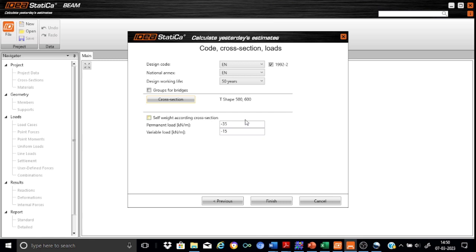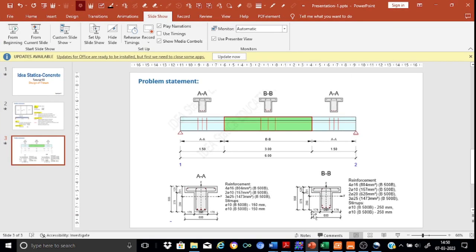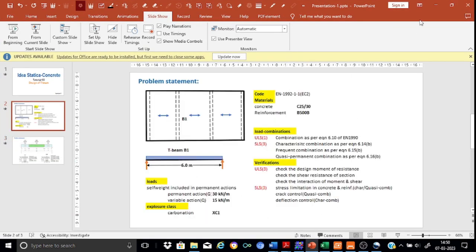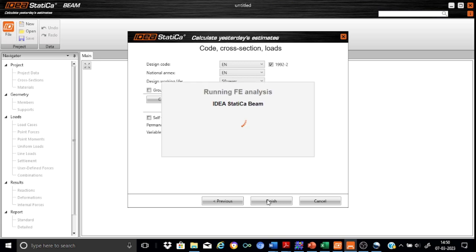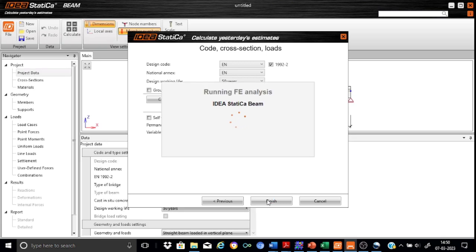Now let us start applying the loads, and as already discussed, let us just quickly go through the loads. It is 30 and 15. Okay, so let us just apply it over here. This is the G action. It is minus 30 kN/m, and the variable action will be 15 kN/m. So finish. So this means that now IDEA StatiCa will proceed with the analysis of the beam with all the default parameters.